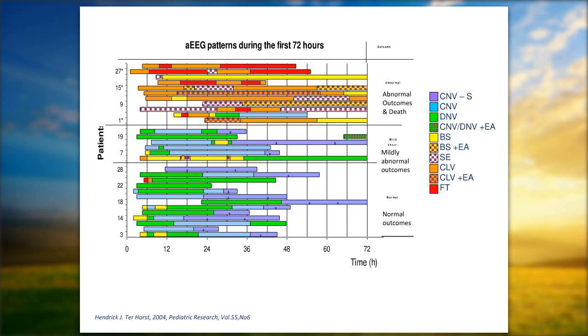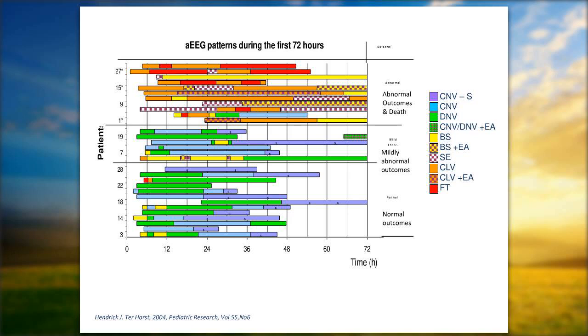And then we look at our abnormal babies on this particular graph, and you see that they are primarily the babies who have the continuous low voltage tracing, flat tracings, a lot of burst suppression, and probably most notably, many of these babies have some sort of seizure activity as well, which really tells me that we need to be monitoring these kids continuously, because the ones who are going to have the worst outcomes are going to be the ones who have this really high seizure burden. So again, this is pre-cooling.